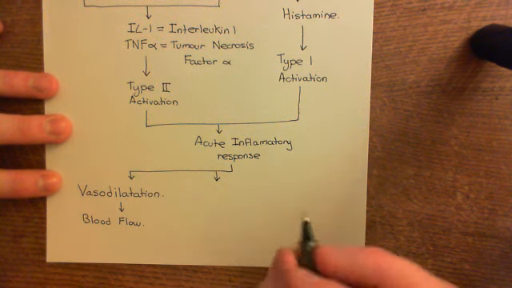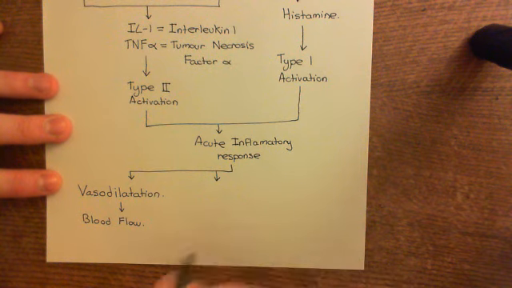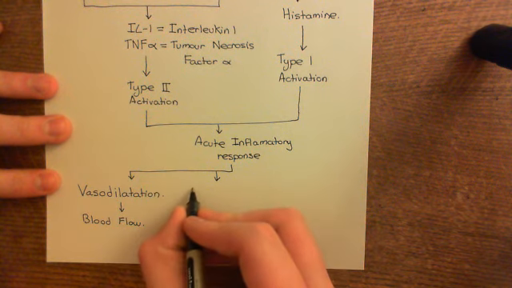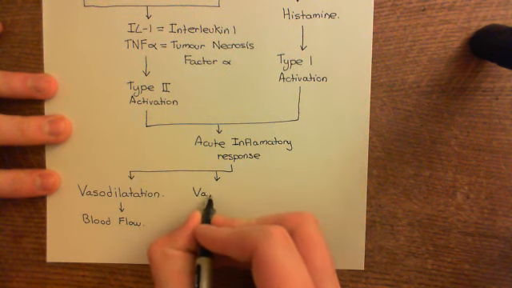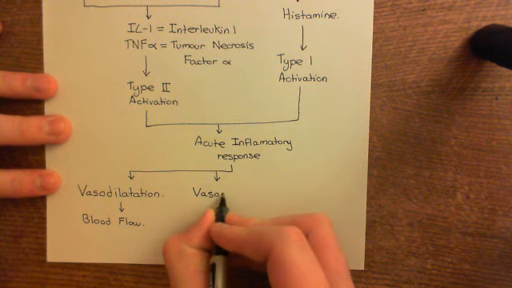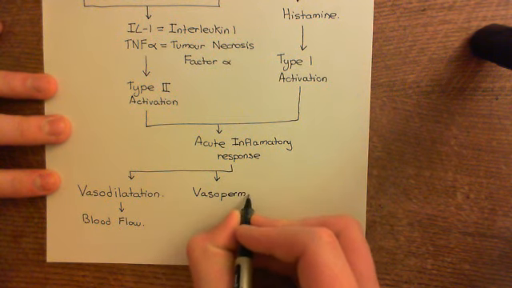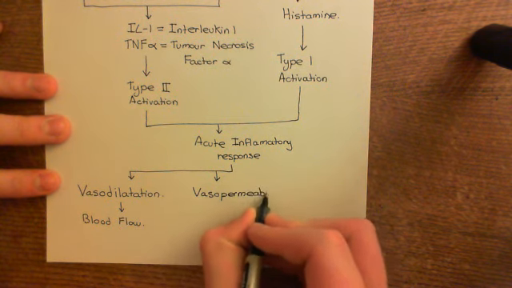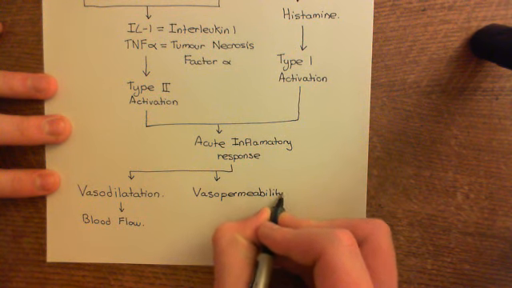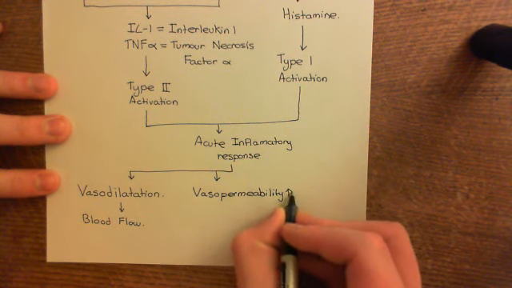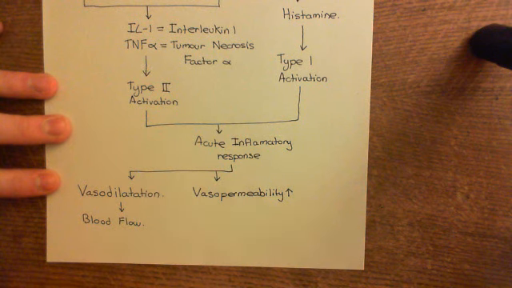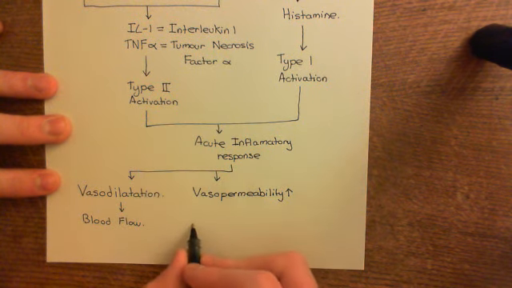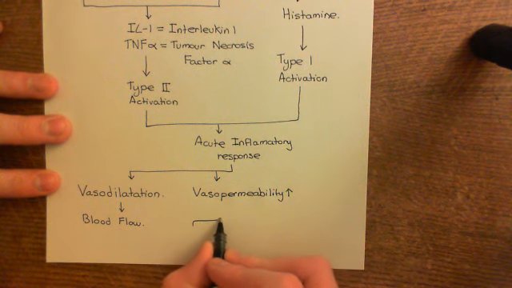Okay, now we need to look at the other components, which are the components which actually are going to move the troops from the blood into the interstitial fluid. So firstly, you're going to get an increase in vascular permeability. So vasopermeability is going to go up. So the endothelial cells which line the blood vessels are going to retract their outer extremities, if you like. They're going to retract their edges.